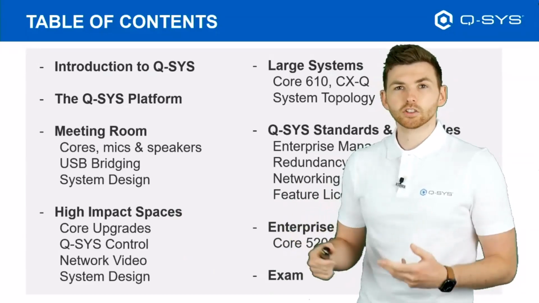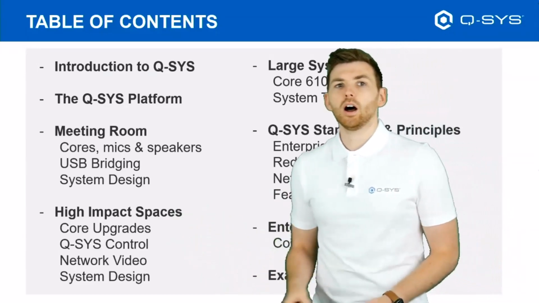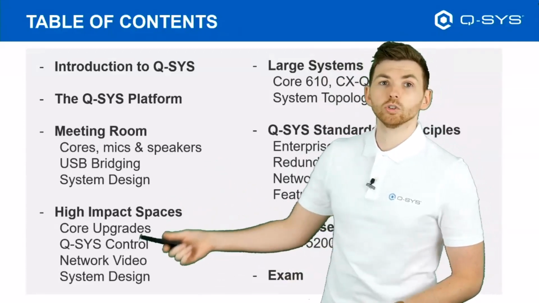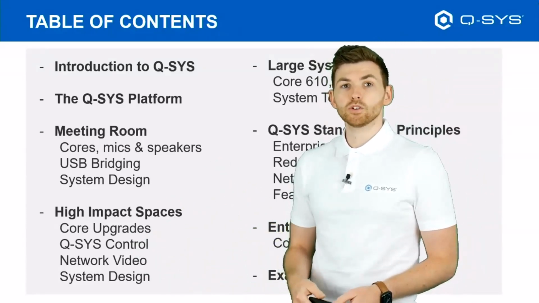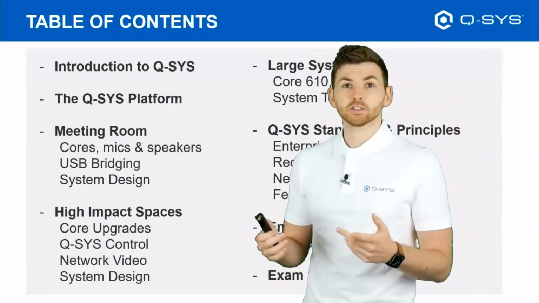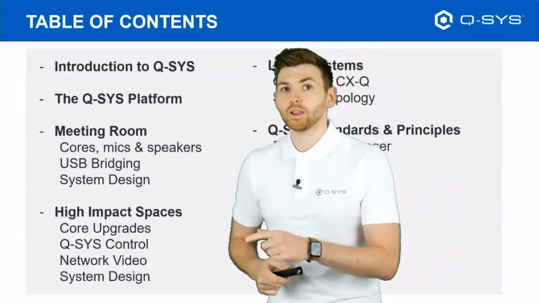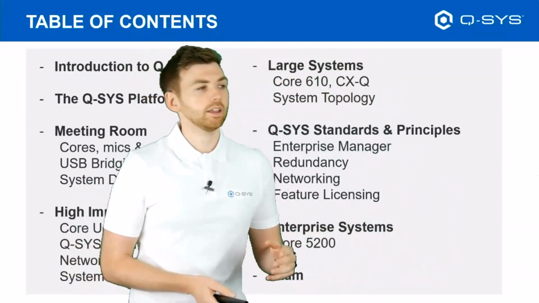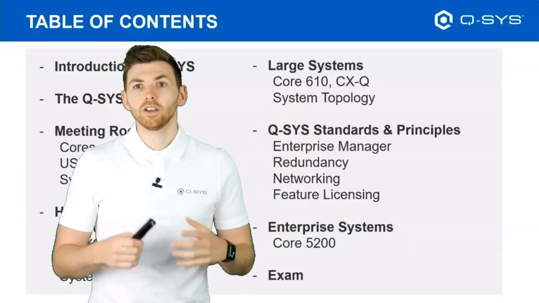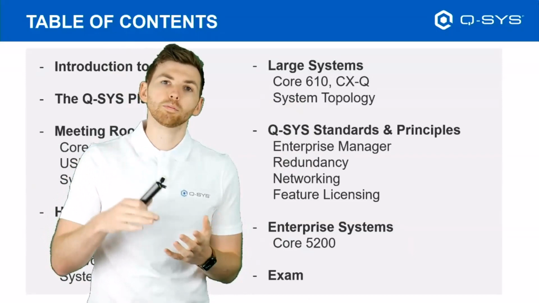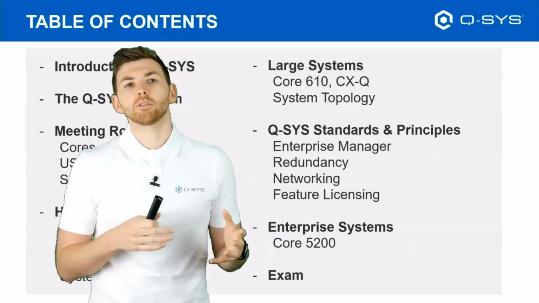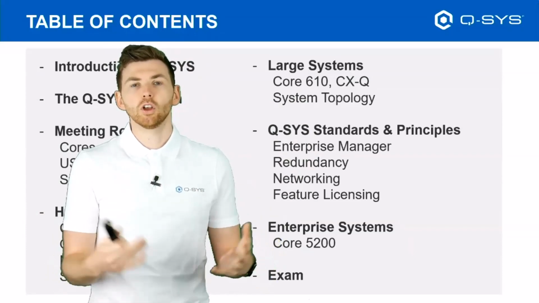We're going to look at larger spaces, more complex spaces, what we call high impact spaces, looking at where we might need to upgrade our processing, look at control, network video distribution, and all those things that typically come into play in a more high impact space. Okay, then we're going to go bigger still. We're going to look at doing a centralized deployment using larger Q-SYS processors, and talking about what are the pros and cons of having fully centralized processing versus distributed processing, where we might have lots of different processors all working together.